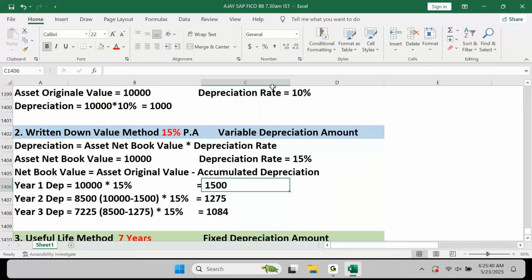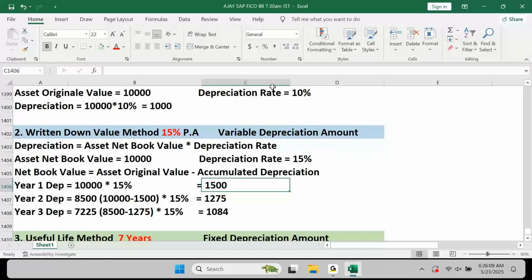Point number 1, monthly basis. Point number 2, daily basis. Majorly, we will be using daily basis, not monthly basis. Reason, every month does not have the same number of days, right? Certain months are 30 days, certain months are 31 days, certain months are only 28 days. Now 30 days depreciation and 31 days depreciation cannot be the same. Am I correct?